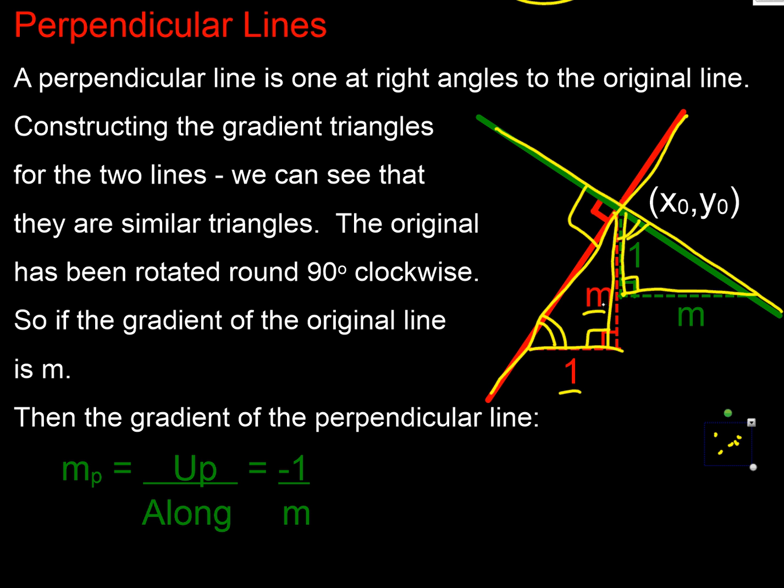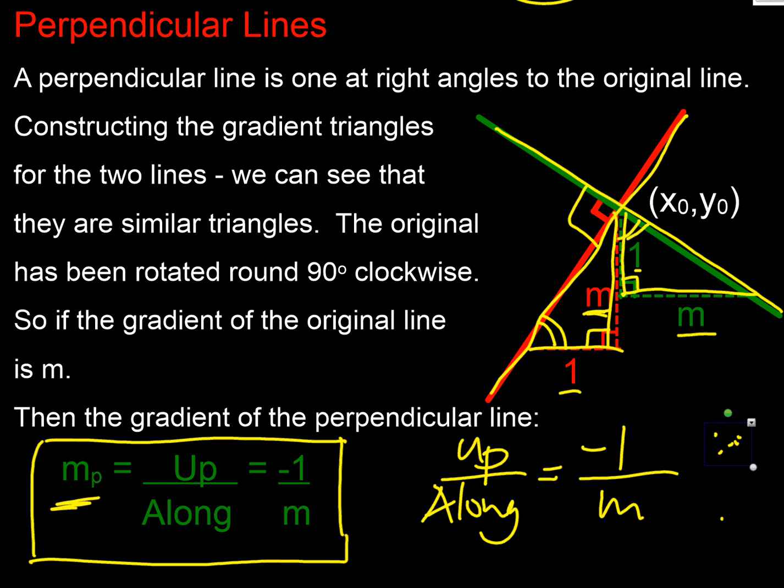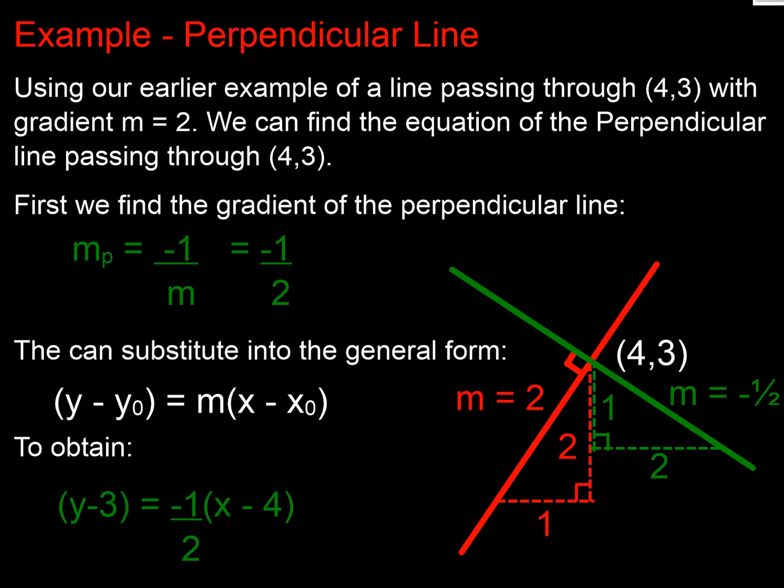Our 1, m triangle now has the 1 on the vertical and the m on the horizontal. So can we see quickly that our up over along, which gives us our gradient: our up is actually minus 1, isn't it, and our along is m. There we go. So we've come up with a generalized formula: the gradient of a perpendicular line is going to be -1 over m of the original line, and we can use that throughout.